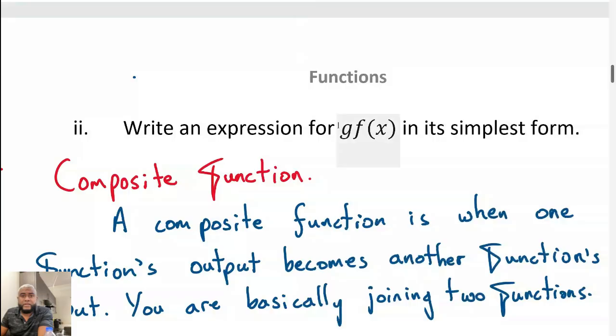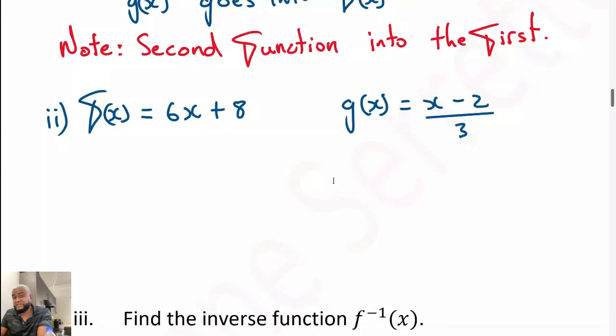Okay. They want us to find g f of x. Order matters, right? Order matters. So you want to find g f of x. Which is the first and which is the second function in order there? Which is written first? Which letter is written first? G. Which letter is second? F. So you put the second function into the first, right?